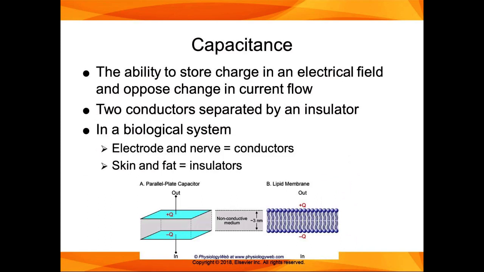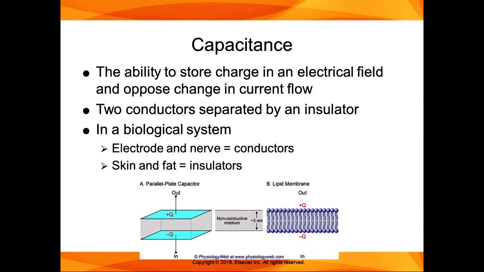Capacitance is the ability to store charge in an electric field and to oppose change in current flow. So usually when you have a capacitor, it's two conductors separated by an insulator. So our cells, our body systems are capacitors. Our cells themselves have that phospholipid membrane. That's fat. It's an insulator. And then the inside is charged and the outside is charged. So it's that insulator separating two conductors.